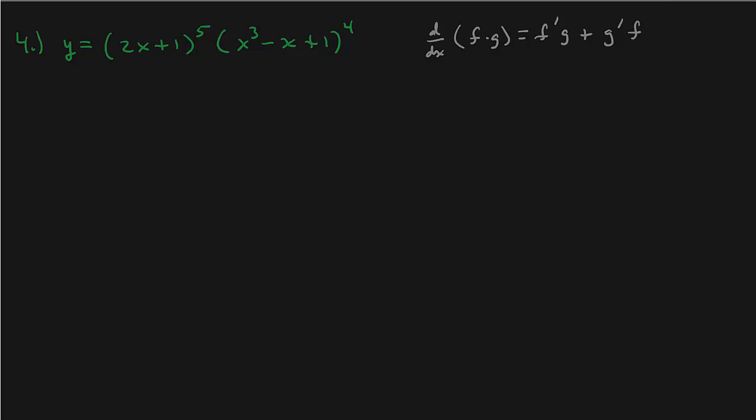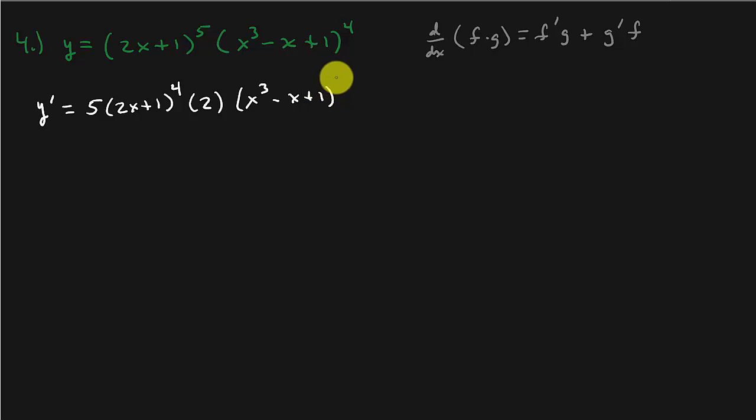All right, so we've got y prime equal to the derivative of the first function. So we've got to do the chain rule. It's (2x plus 1) to the 5th. We've got to do the chain rule, so that's 5 times (2x plus 1) to the 4th. 5 comes down, subtract 1, times the derivative of what's inside the parentheses. So that right there is the derivative of the first function. And then that's times the second function.